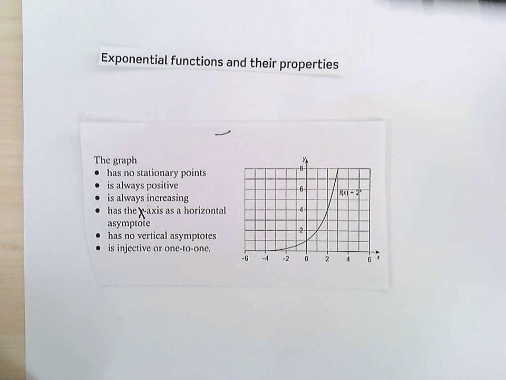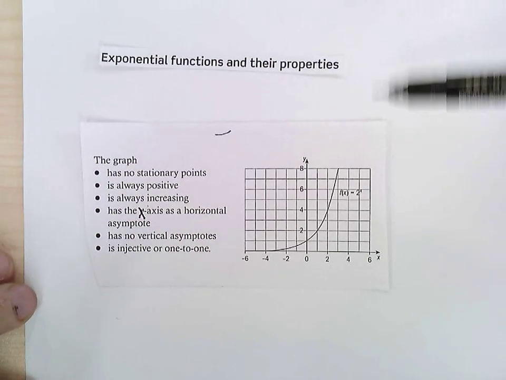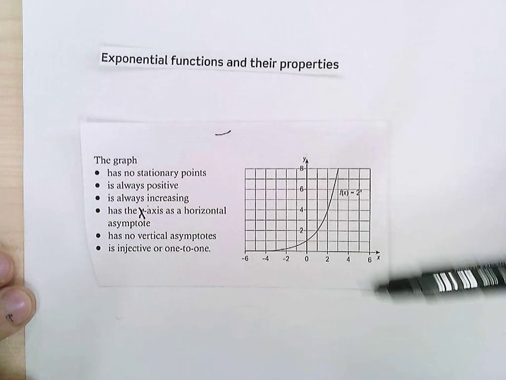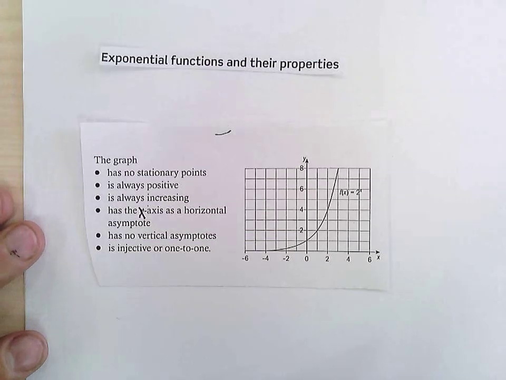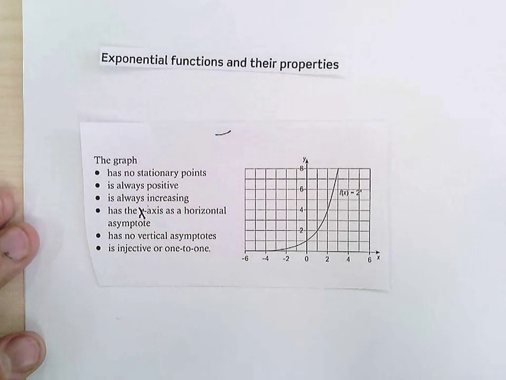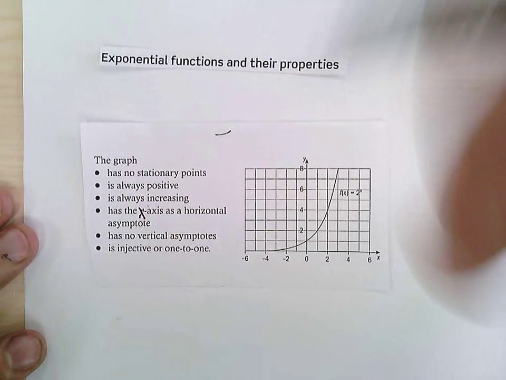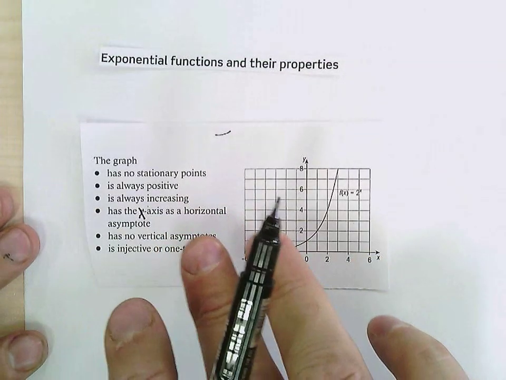It might look like it approaches an asymptote, but no matter what, as you get over, it keeps getting higher and higher, and you can keep going. So there's no vertical asymptote, and it is injective, or one-to-one, meaning it passes the vertical line test. So this is what an exponential function looks like. Let's go ahead and look at some examples.